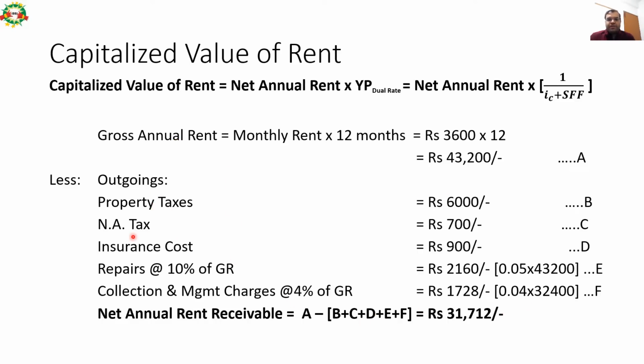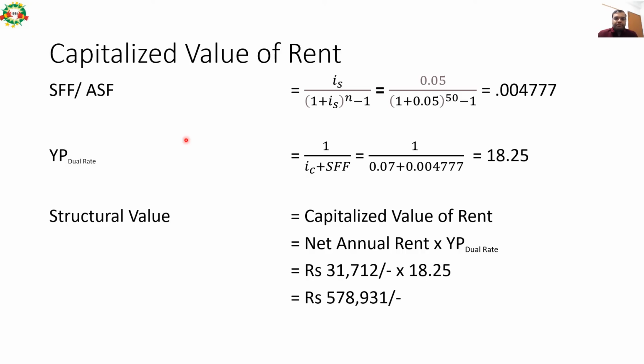Property tax is 6,000 rupees, NA tax is 700 rupees, insurance cost 900 rupees, repairs 10% of the gross receipt, and collection management charges 5% of the gross receipt. So it gives us the total outgoings. All these figures are in annual numbers. So 43,200 minus the total gross outgoings gives us a net annual rent receivable of 31,712 rupees.